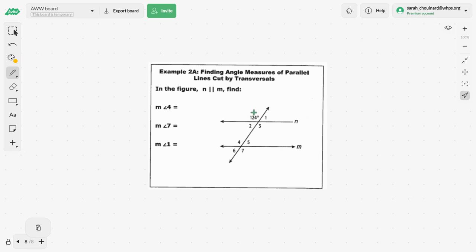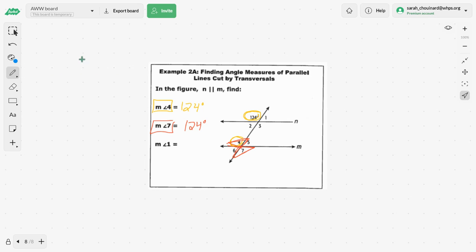All right, so here we know the top angle is 124. So they want us to find angle 4. Angle 4 is in the top corner, which means it's corresponding to the angle 124. So it has to be congruent. Angle 7 is a bow tie angle, a vertical angle with angle 4. So that means it's also 124. It has to be congruent.